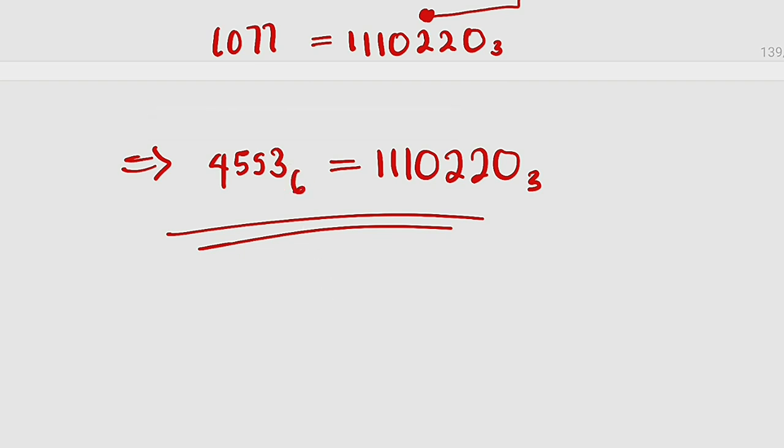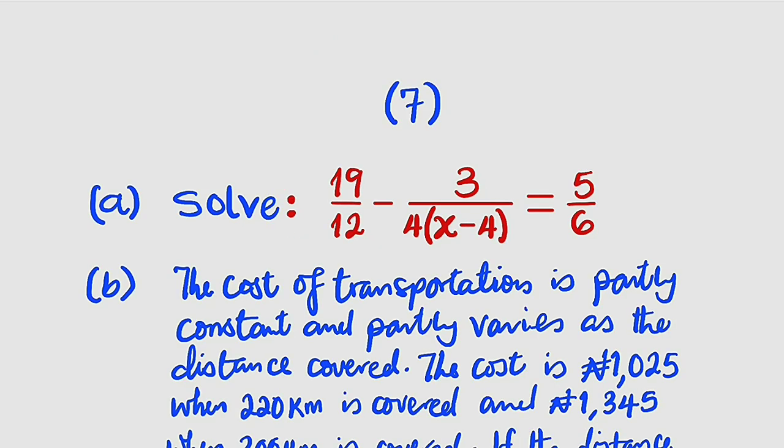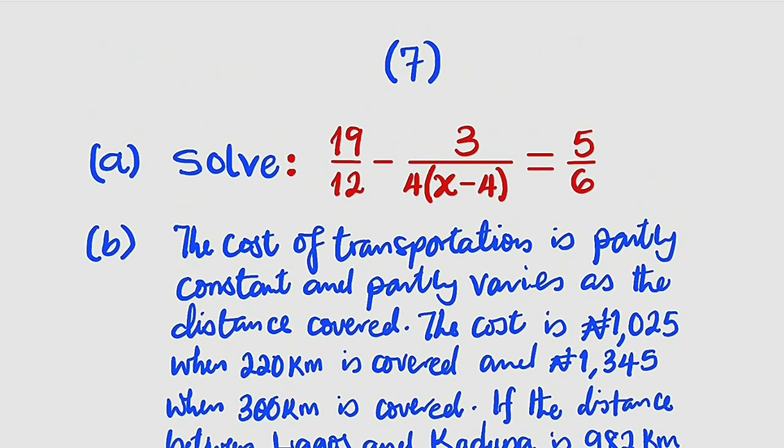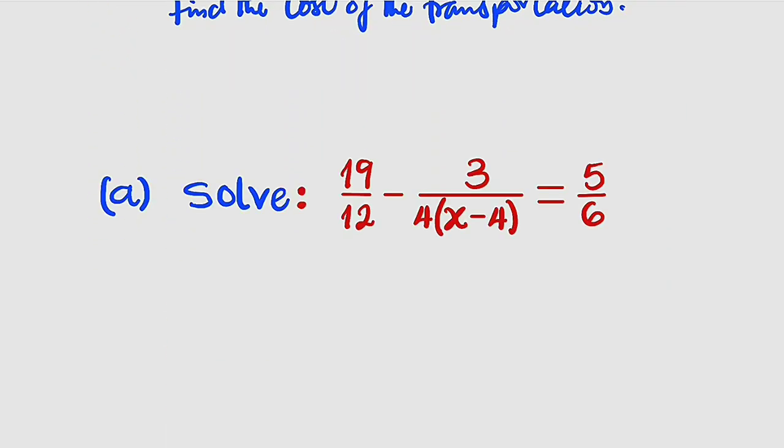So this is that. Here is question number 7. And question number 7 comprises A and B parts. So let's start with the A part. In the A part, we are asked to solve the equation 19 divided by 12 minus 3 divided by 4 multiplied by x minus 4 equal to 5 divided by 6.